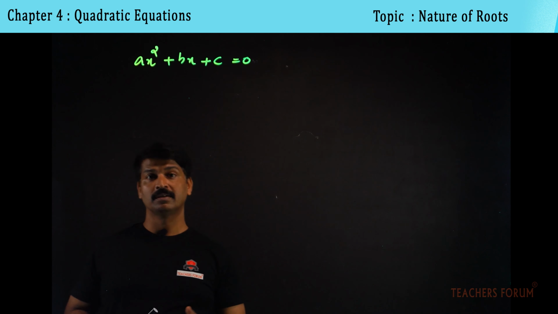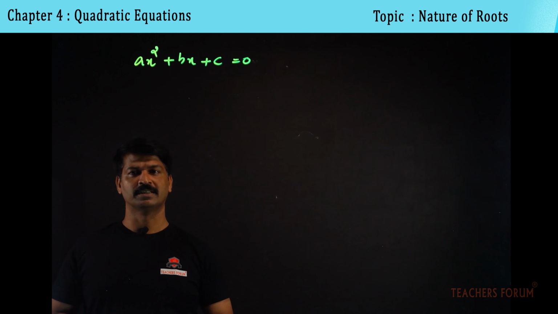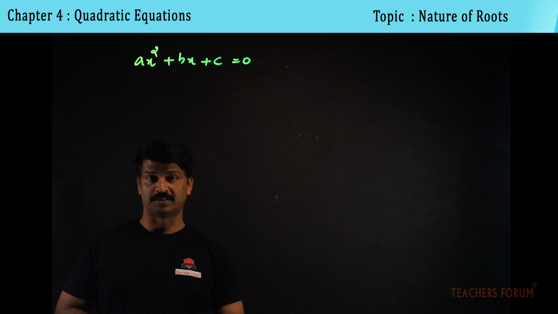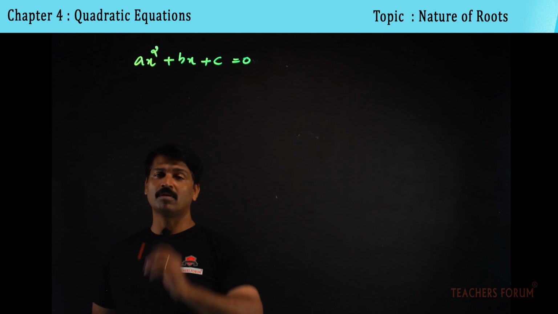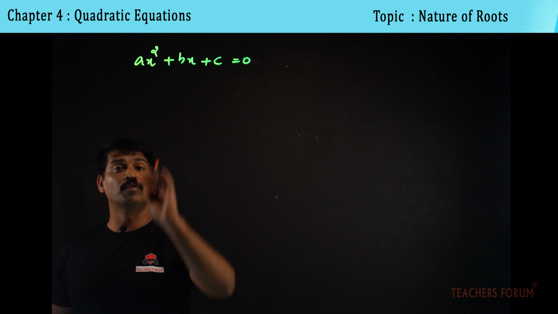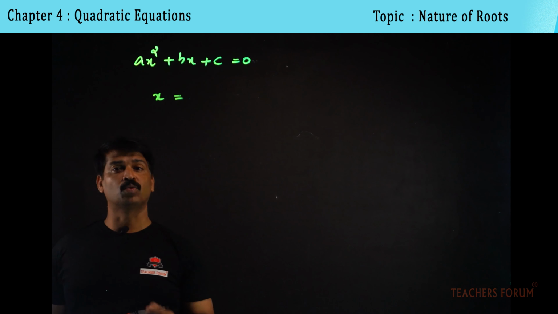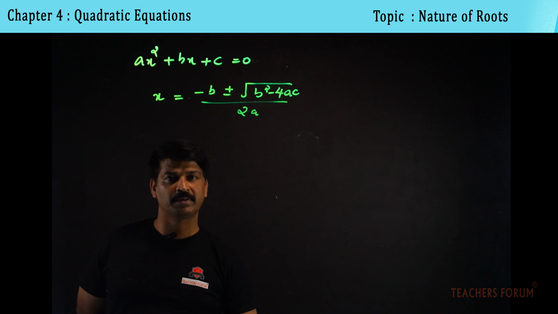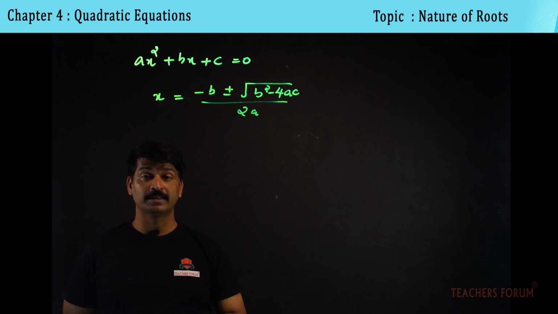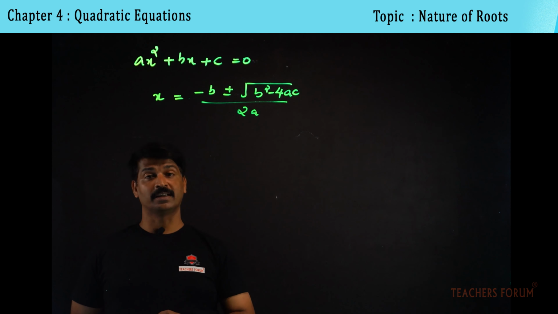The first method we have seen is the splitting the middle term method or factorization method. The second method we have discussed in the previous session, that is by using the quadratic formula. You know what is the quadratic formula? Using the quadratic formula, you can find the value of x as x equals minus b plus or minus square root of b square minus 4ac by 2a. We have seen this in the previous topic. This is the formula to find the roots of a quadratic equation.